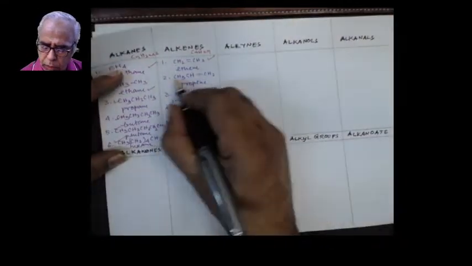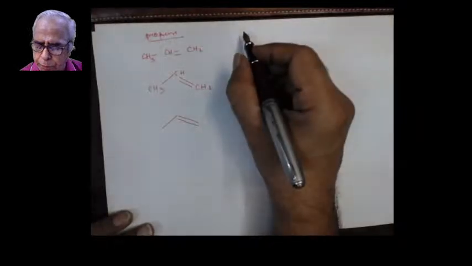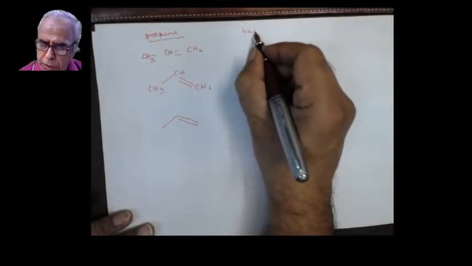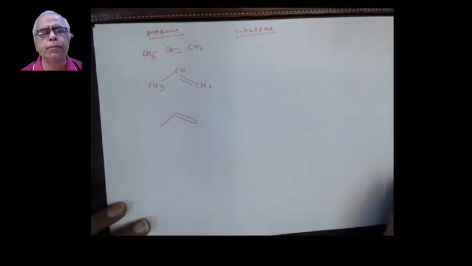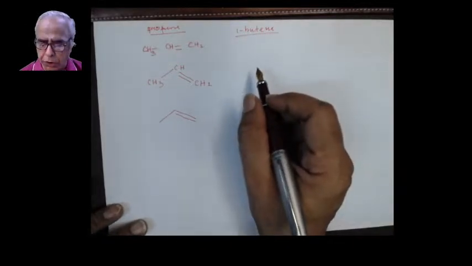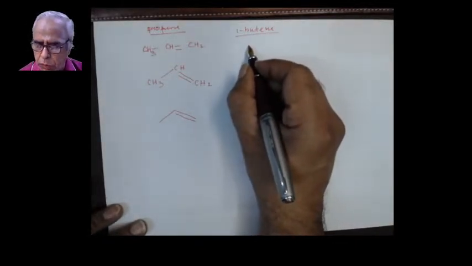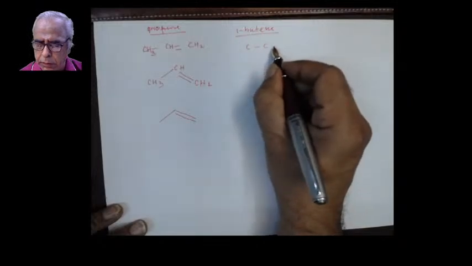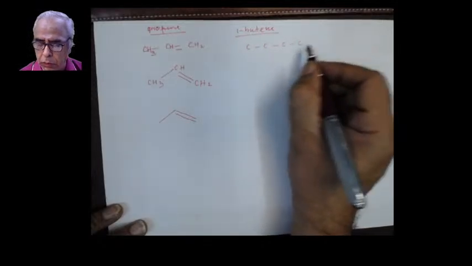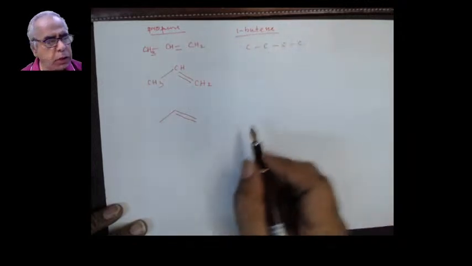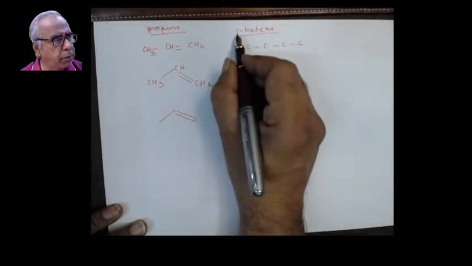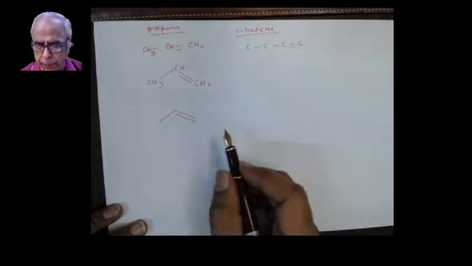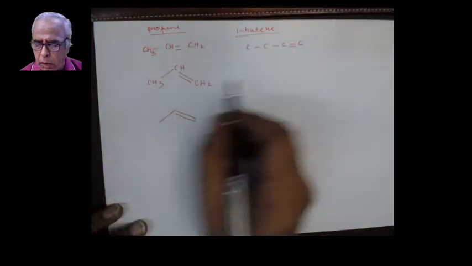Similarly, 1-butene. Okay, buta means what? But means 4. So 1-butene means the double bond is present at which position? First position. So C, C, C, C. So 4 carbon atoms are put because buta means 4. Ene means double bond. Where is it present? It is indicated by the number. So you can put simply the double bond here. Right? Now fill up with the hydrogen.